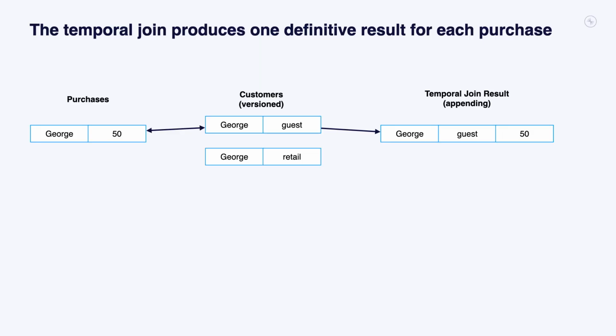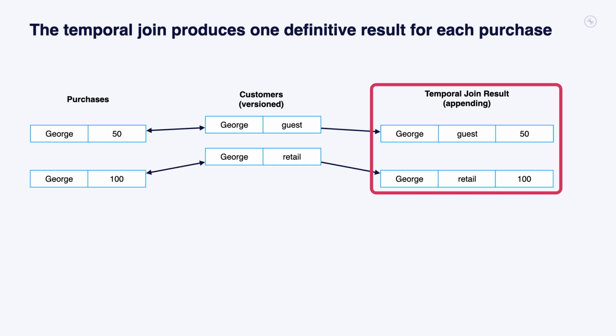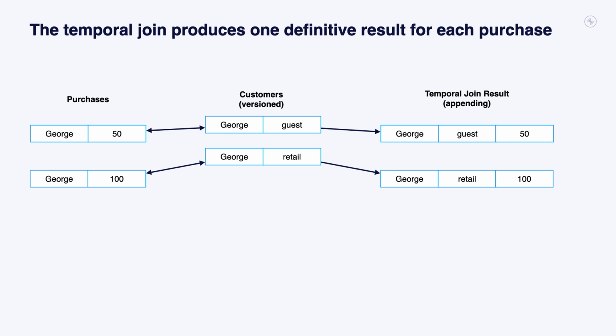So in summary, essentially, we're only maintaining the information based off of when the event happened, correct? So when George was a guest, we can see that he purchased $50 worth of product. And now that he's changed, if he was to make a purchase at this point, I imagine we would see both the guest and, of course, the retail entry in the join result, which is exactly what we wanted to see, right? Exactly. So each purchase is going to be joined with the version of the customer record that was in effect at the time of the purchase.